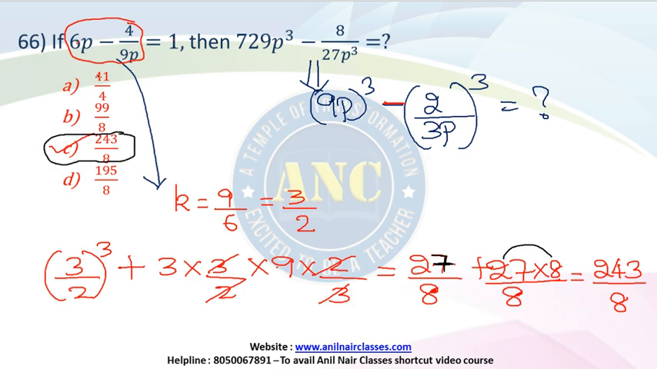Suppose if the first option unit digit is also 3, assume the first option is 43. Think logically. 27 into 8 is definitely not lesser than 43 or equal to 43. Ruled out. 99 cannot be the answer. Ruled out. 195 cannot be the answer because 25 into 8 is 200. That means 200 plus something will be greater than 200. 195 is less than 200.